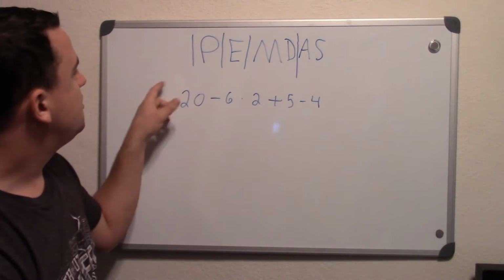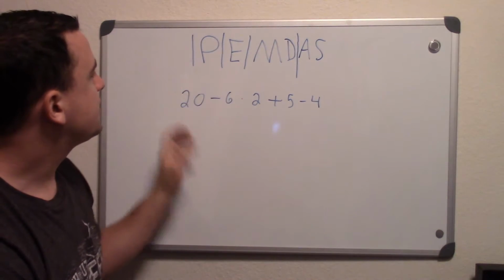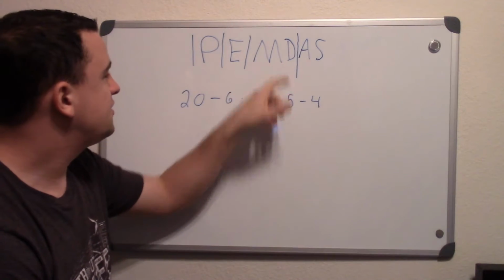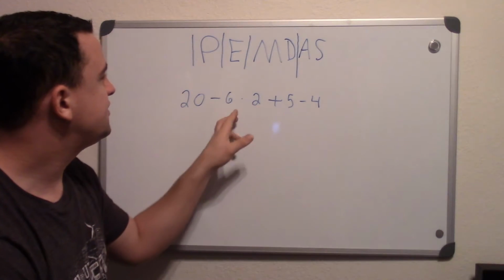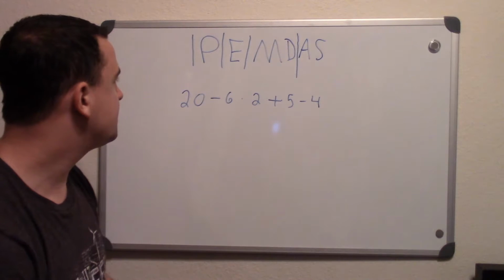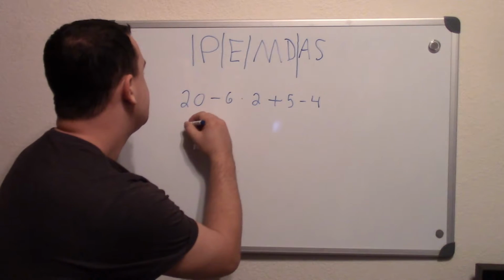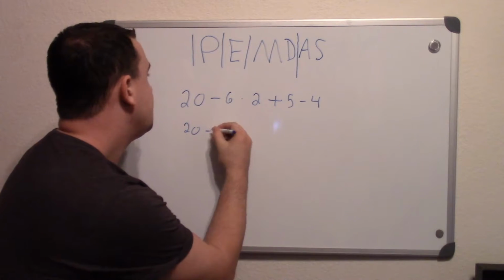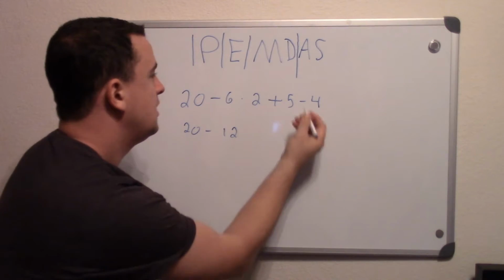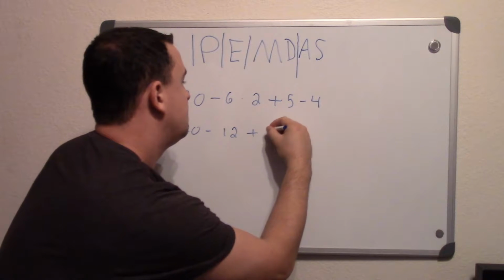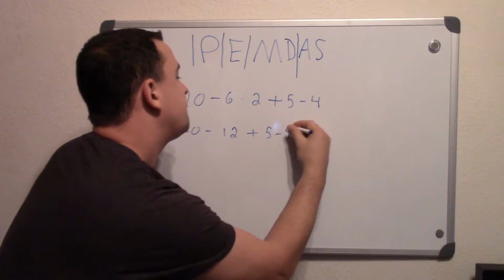Alright, so this is going to be my next example, and it's a pretty easy and simple one. In this one we have no parentheses, and we have no exponents. So now we go straight to multiplication and division. And all we have is one multiplication. So we just do that one by itself and bring everything else down. So we bring down 20 minus 6 times 2, which is 12, then plus 5 minus 4.